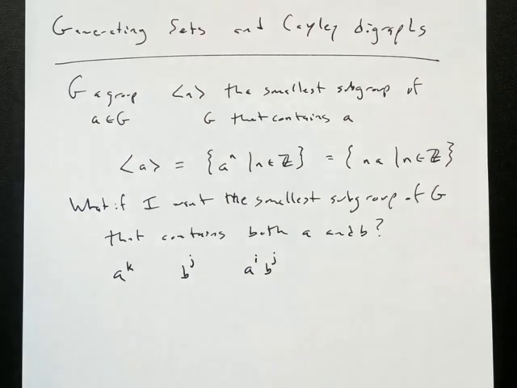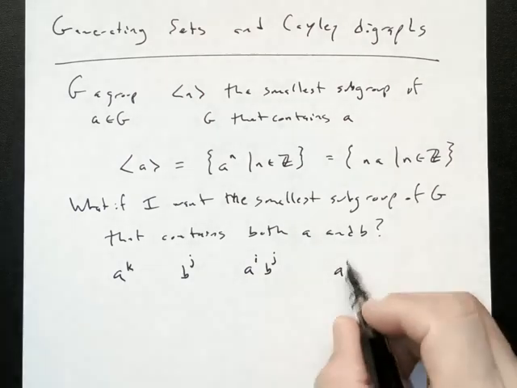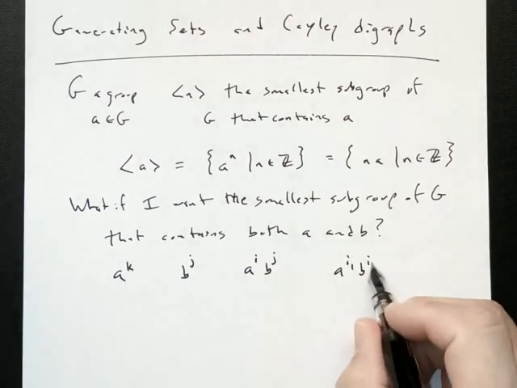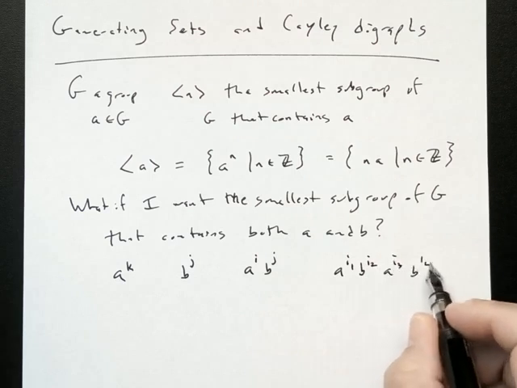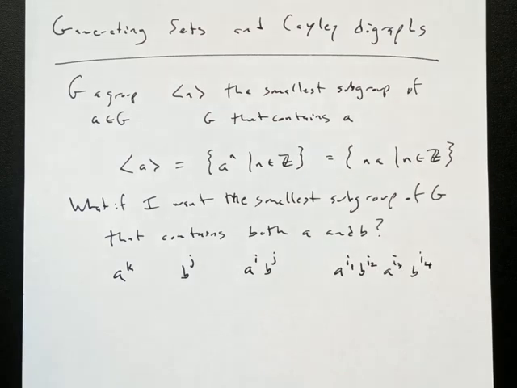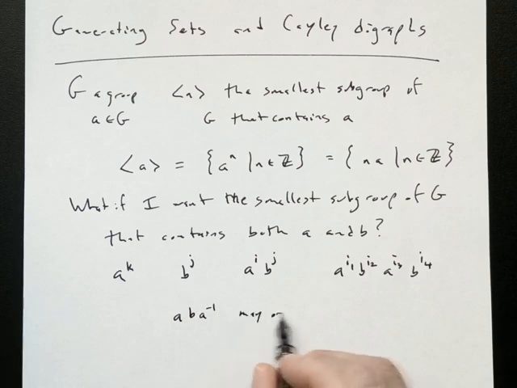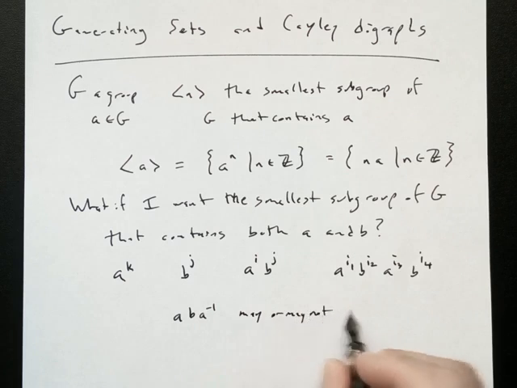But I don't know that this is abelian. I'm using multiplicative notation. It might not be abelian. So I might actually have A to the I1, B to the I2, A to the I3, B to the I4, and I might not be able to regroup that. I mean, even if I wrote A, B, A inverse, which is still a possible word, that may or may not be equal to B.